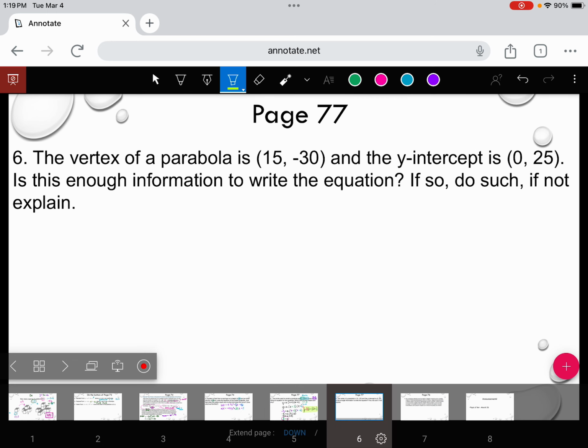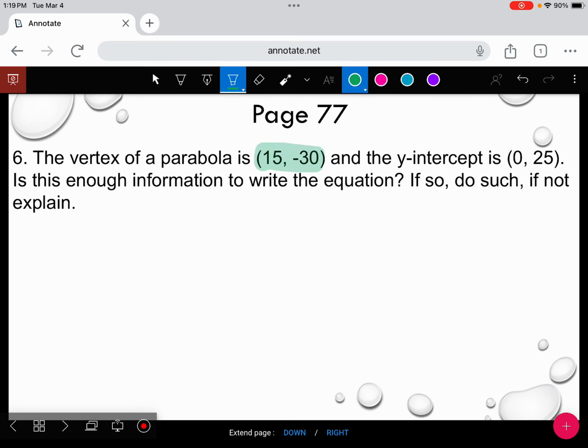Let's go one more. One more like this. Let's use that last one. Okay. So then we have a very similar problem. It's the one right below it. We're given the vertex of a parabola is (15, -30), and that our y-intercept is going to happen at (0, 25).